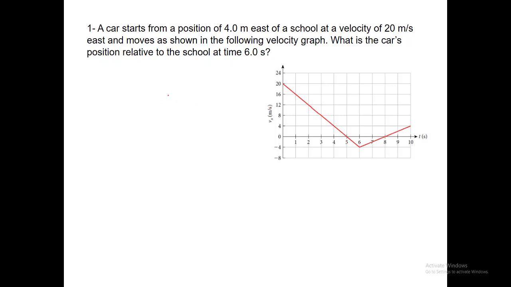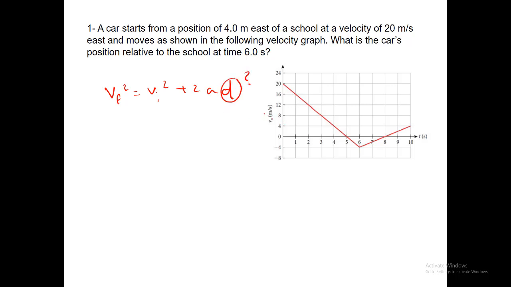I think the best one is v final squared equal v initial squared plus 2ad, where this is the final velocity, the initial velocity, the acceleration the car is moving with, and this is the distance that we are looking for.